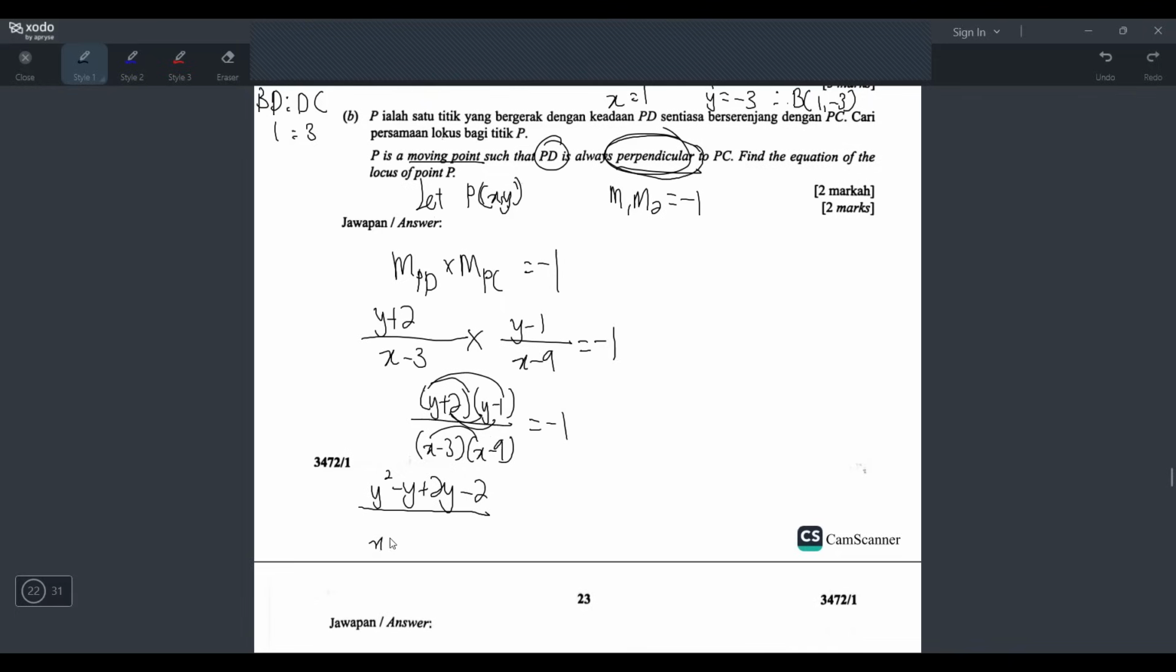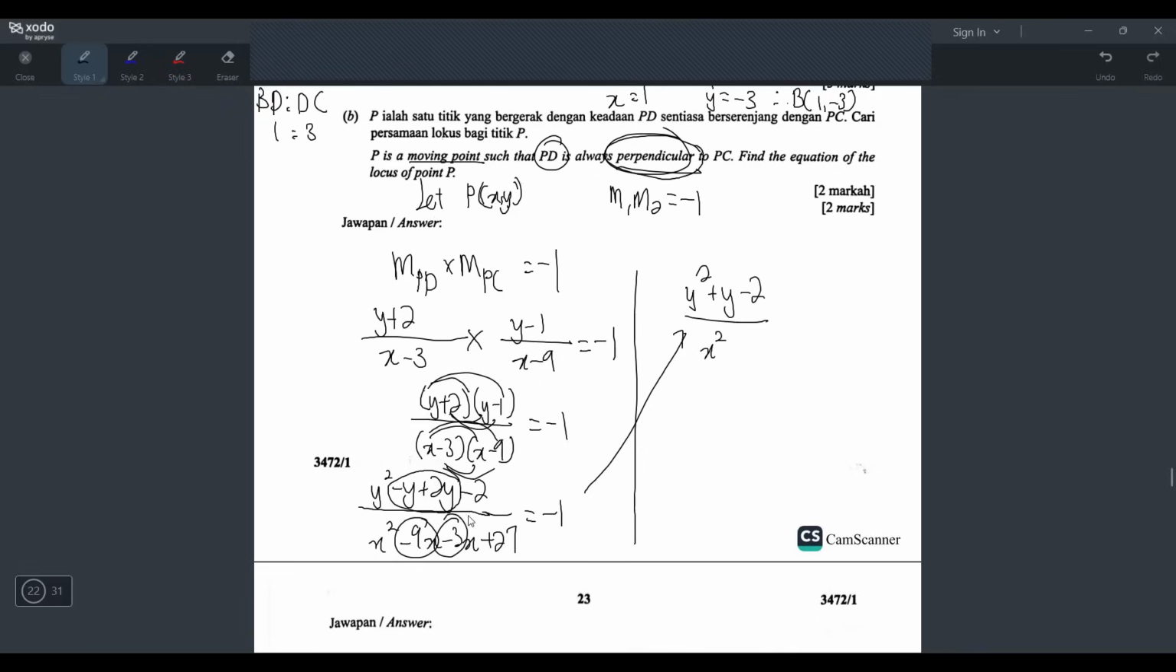x times x, x square, x times -9, -9x, -3 times x, -3x, -3 times -9, positive 27. And the whole thing equals -1. And let's continue here. Y square, y dengan y boleh buat -1y plus 2y. -1 plus 2 is positive 1, so plus y minus 2 over x square. Okay, x dengan x boleh buat. So -9 minus 3, -12x plus 27 equals -1.